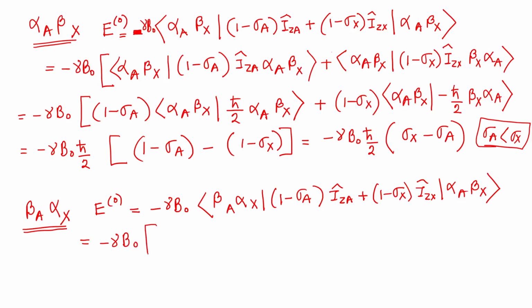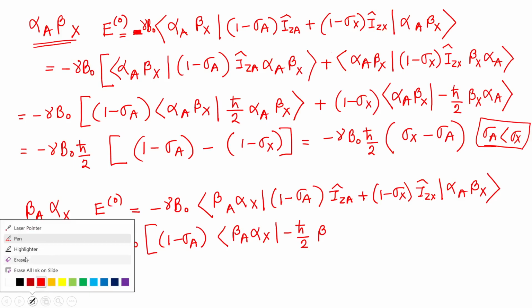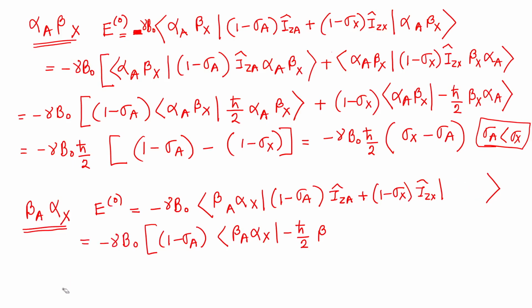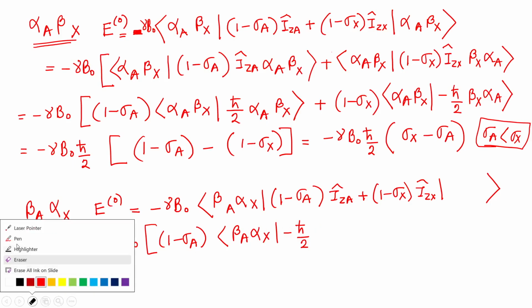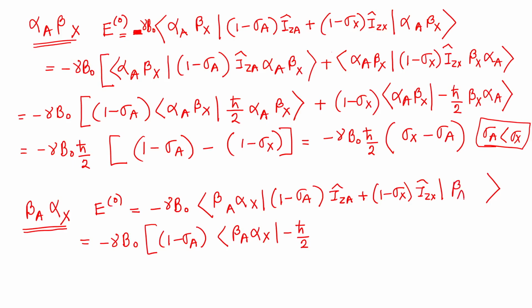Gamma B0, 1 minus sigma A, beta A alpha X, right? Iz A is going to operate only on the A, sorry, Iz A is only going to operate on beta. So in the first, you are going to get h cut by 2. No, I have made a mistake here, sorry about that. It is beta A alpha X.